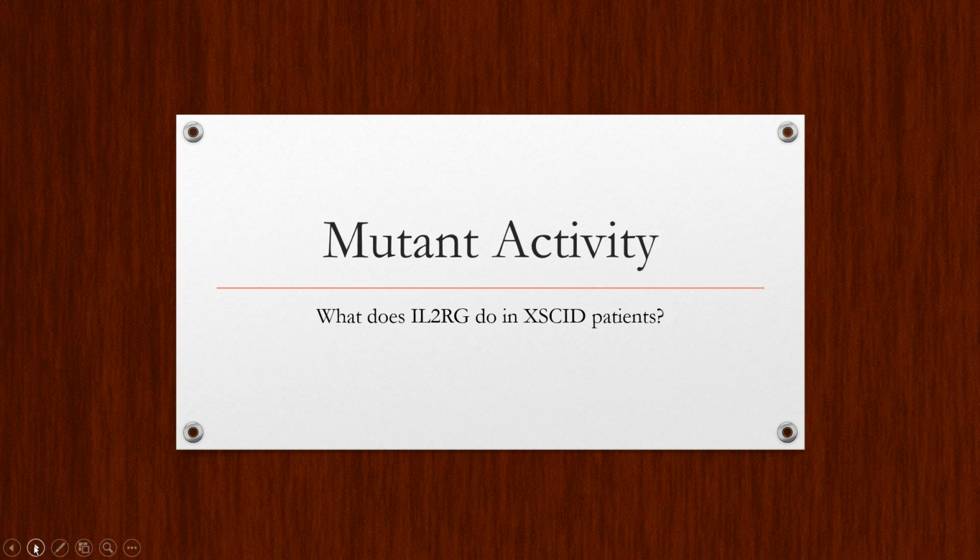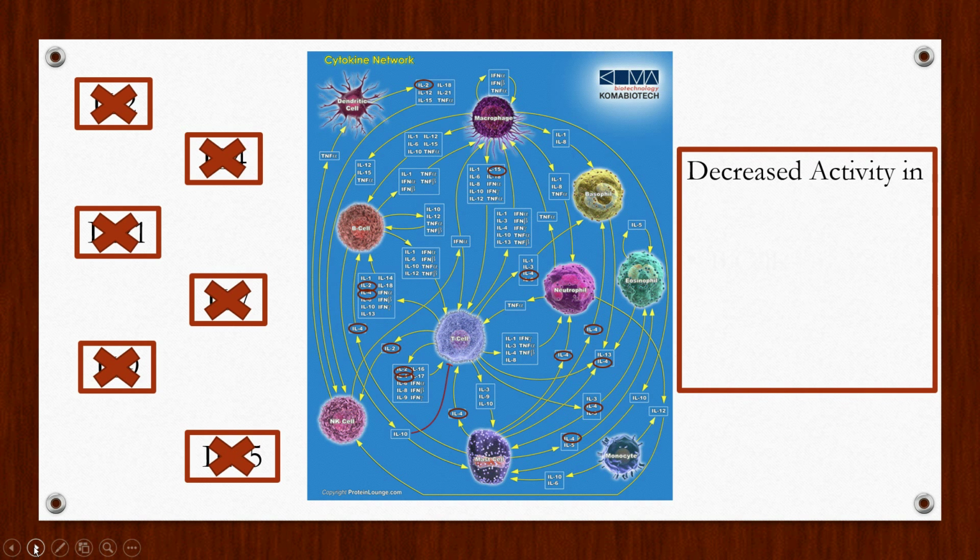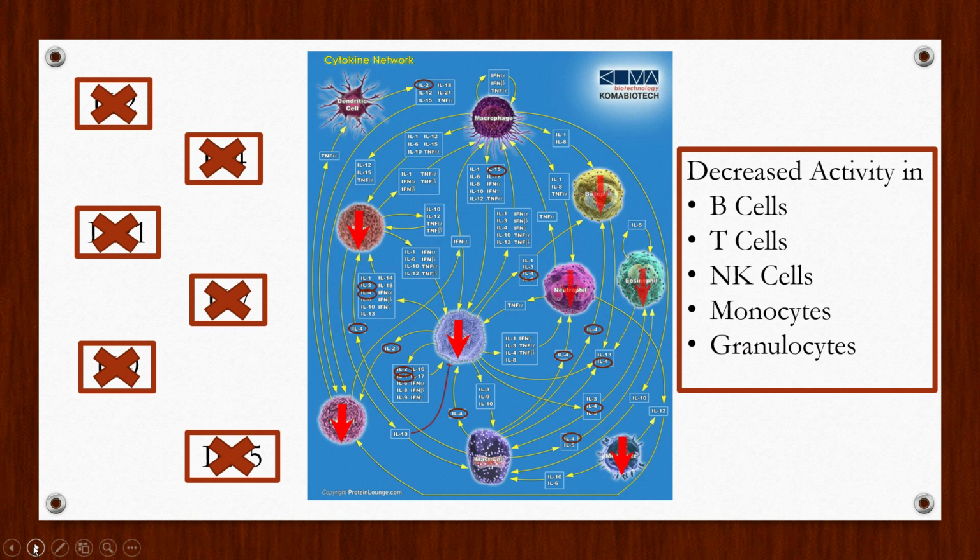A mutant IL-2RG has no activity in any of these receptors, which means that it has decreased activity of the B cells, T cells, NK cells, monocytes, and granulocytes, creating a severely depressed immune system.